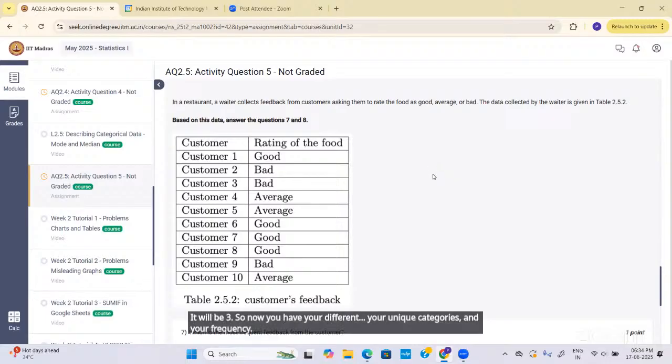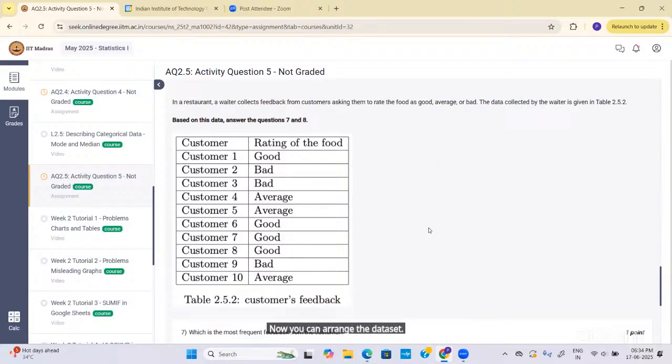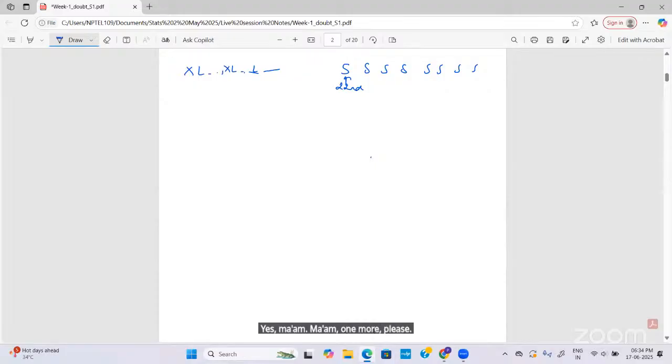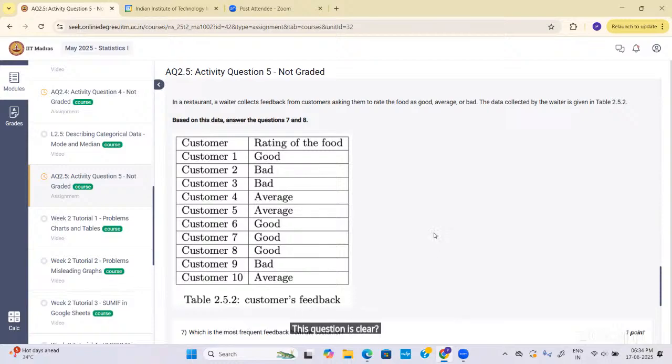Okay, so now you can arrange the data set. Ma'am, one more, please, in the same activity. This question is clear? You have to arrange the data set and you have to use the same formula I told you earlier.